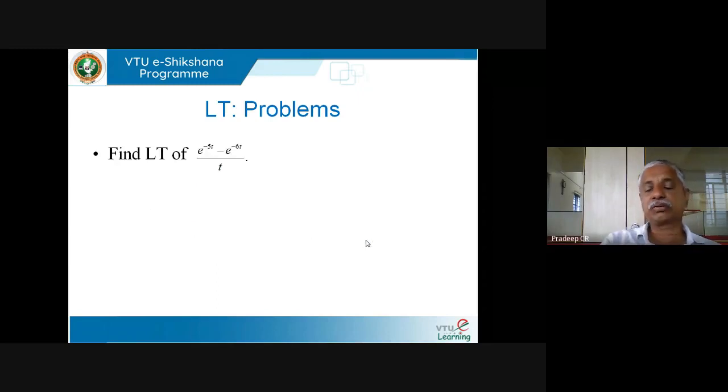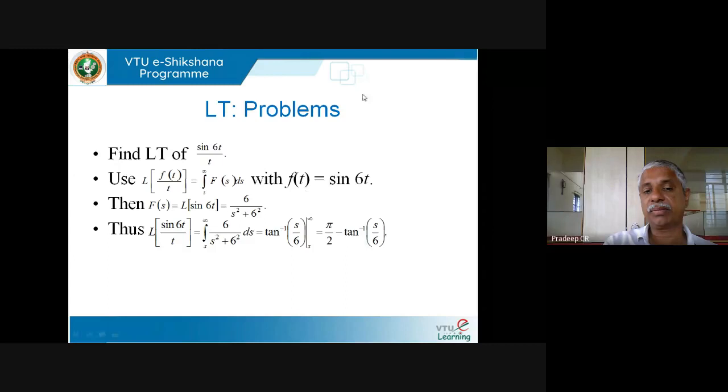So I hope you understood how to solve this problem. This is the Laplace transform of sine 6t by t. How do I do this? I use this formula: Laplace of f(t) by t is the integral of F(s). So the basic thing you need to know is class 12 integration. Otherwise, these problems sound very tough and you're completely lost.